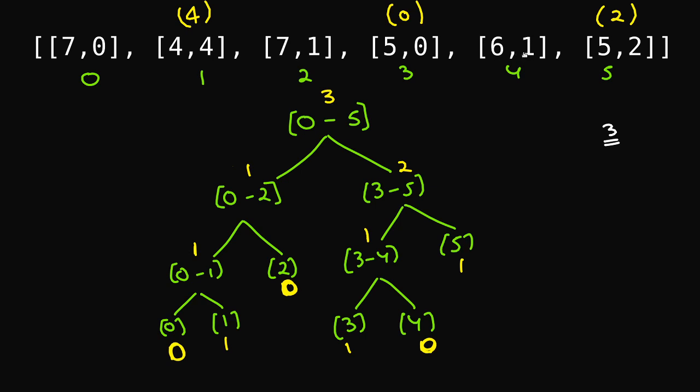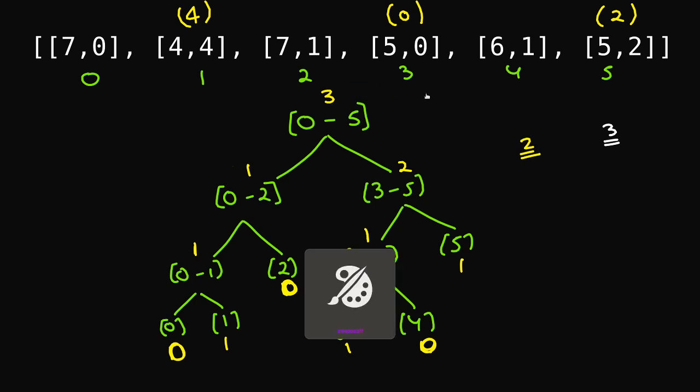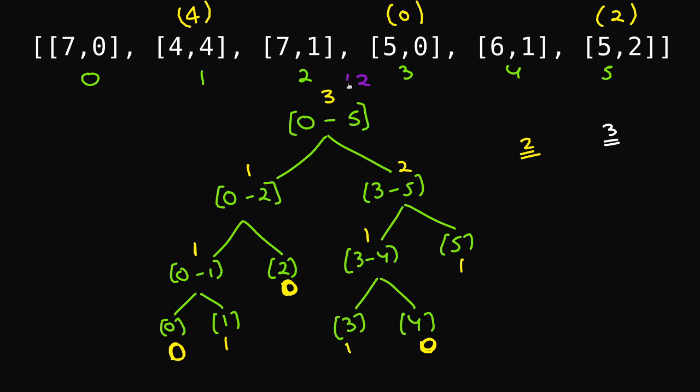6 comma 1 means I need to place this 6 at a position which corresponds to the second one. Maybe let me just use a different color for this. So I'm looking for the second one in this particular case. I realize that there is a single one in the left subtree, but I'm looking for the second one. So I'll go in the right subtree with 2 minus 1, which is equal to 1. So I'm looking for the first one in the right subtree.